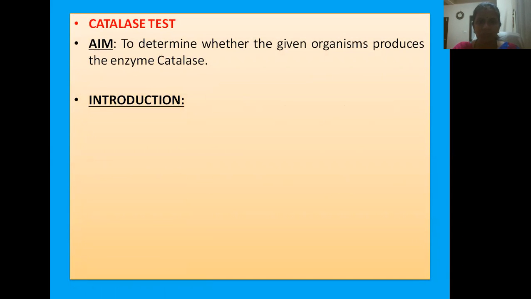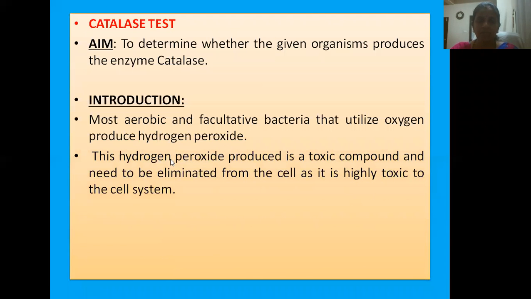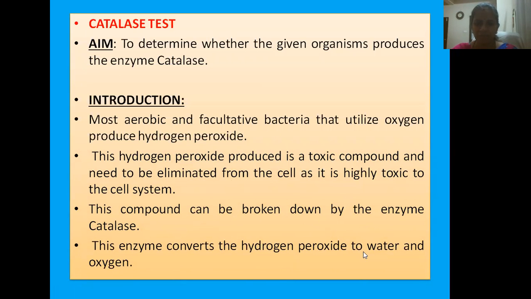Aim of the experiment: to determine whether the given organism produces the enzyme catalase. Now let us go to the introduction part related to the catalase test. Most aerobic and facultative bacteria that utilize oxygen produce hydrogen peroxide. This hydrogen peroxide produced is a toxic compound and needs to be eliminated from the cell as it is highly toxic to the cell system. This compound can be broken down by the enzyme catalase. This enzyme converts the hydrogen peroxide to water and oxygen.